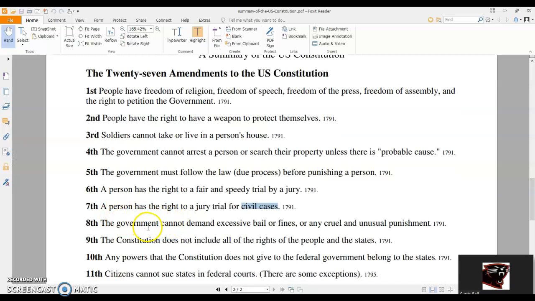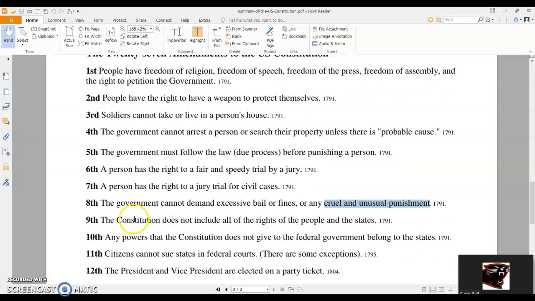8, basically the big part that I picked out of it, you can't have an excessive bail or fine, and then they forbid cruel and unusual punishment. And that's why I stated that you can't treat me wrong, because you would probably remember cruel and unusual punishment. 9, if the Constitution does not include the rights of all the people and the states, basically, I explained that to be, it is not in the Constitution, the power belongs to the people. And then 10, any power that the Constitution does not give to the federal government belongs to the states. And with that I said, it goes to the states.